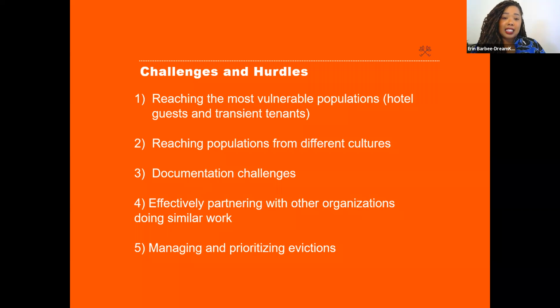And last but not least, something that sure keeps all of us up at night is managing and prioritizing evictions.